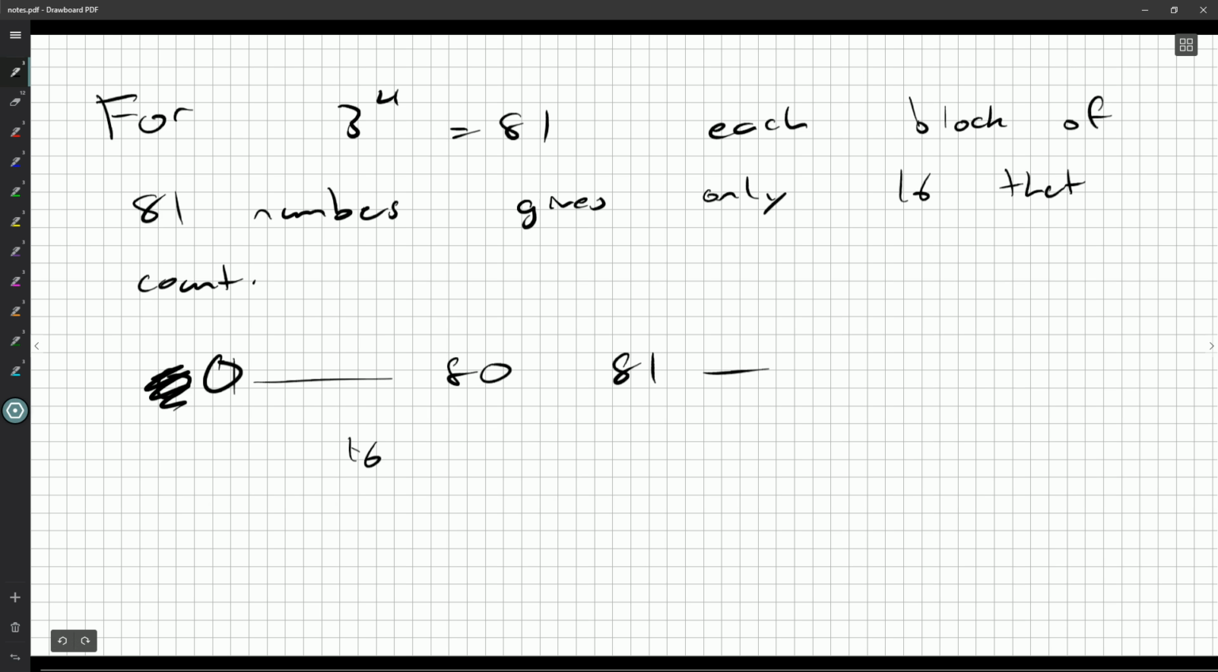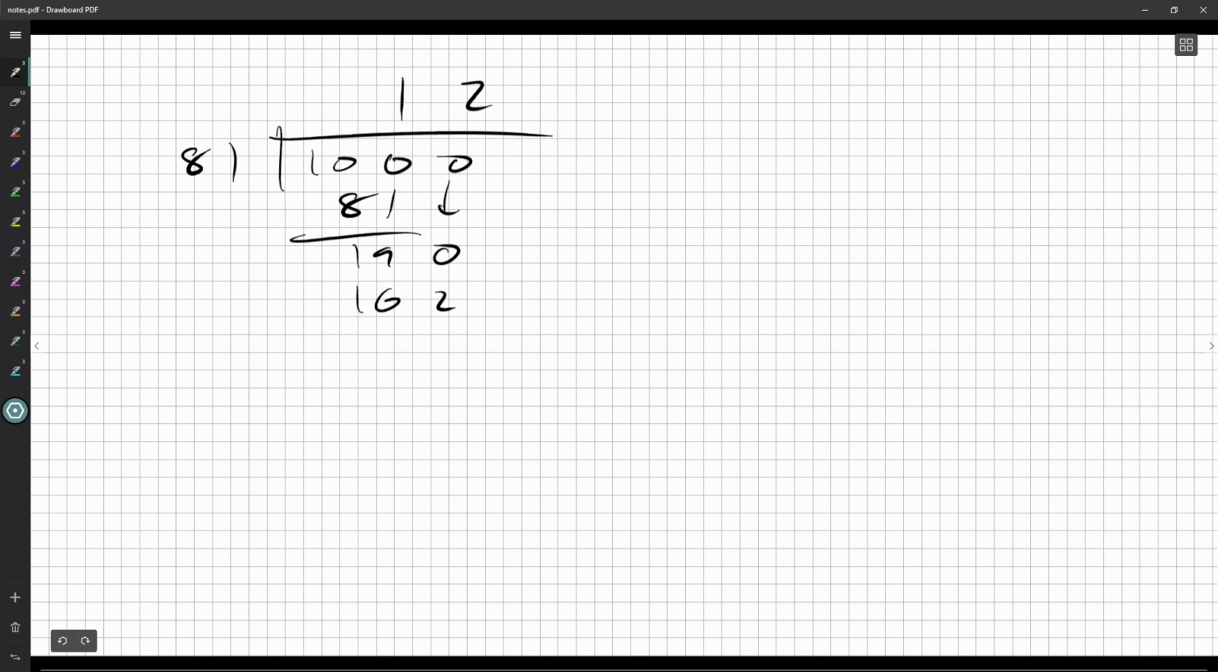Then 81 up to 161. The next group will have 16 and so on. Okay? So how many groups of 81 are in 1,000? Can't use a calculator, so let's just quickly long division. 81 goes into 100 once, and then leaves 19, bring down the 0. 162, so 12, 162. So 12 groups of 81, so each of these groups gives me 16.